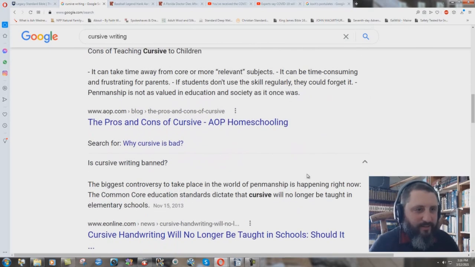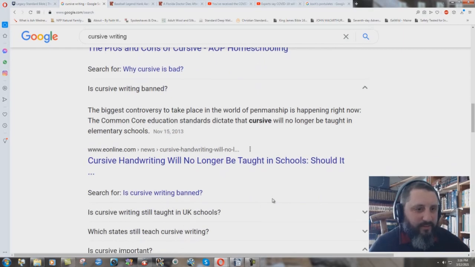Public school education, yeah. Is cursive writing banned? The biggest controversy to take place in the world of penmanship is happening right now. The Common Core education standards dictate that cursive will no longer be taught in elementary schools. 2013. I thought, huh? I was taught cursive back when I was a boy.